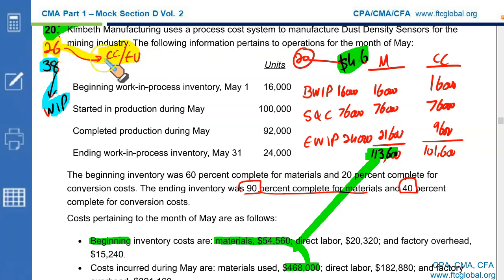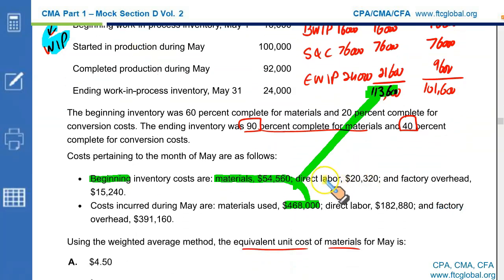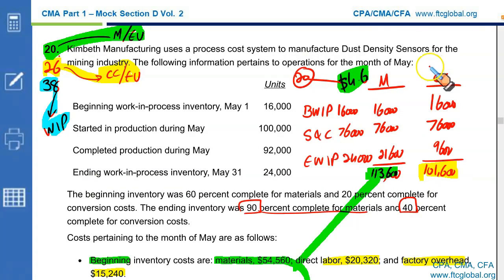Question 26 requires you to calculate the conversion cost per EUP. Remember, under the weighted average method, the conversion cost, the sum of labor and factory overhead included in the beginning work in process, and the conversion cost, labor and factory overhead added during the current period, is all added and divided by the EUPs of conversion cost. I'm going to do it: 2,320 plus 15,240 plus 182,880 plus 391,160 divided by 101,600. That gives me a perfect $6 per EUP, and that's the requirement of question number 26.